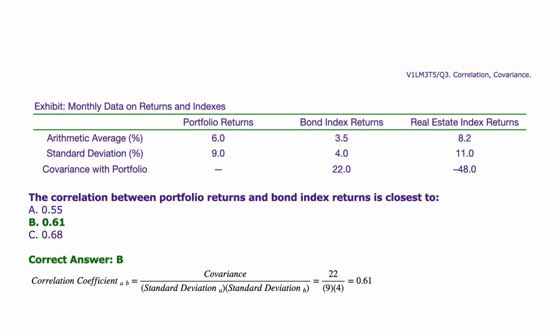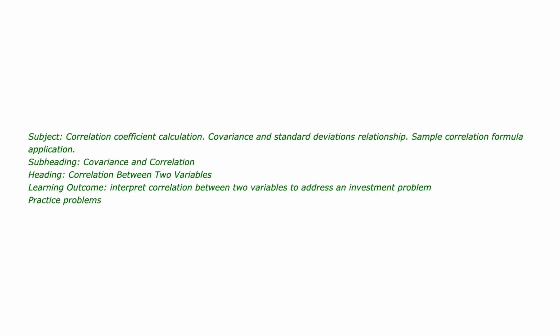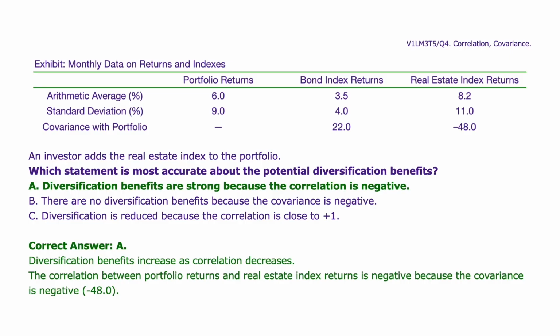Correlation coefficient formula equals covariance divided by standard deviation of portfolio times standard deviation of bond index. Diversification benefits come from low or negative correlation between assets. Negative correlation reduces overall portfolio risk more than uncorrelated or positive correlation.